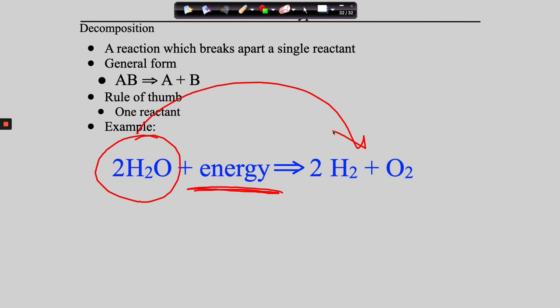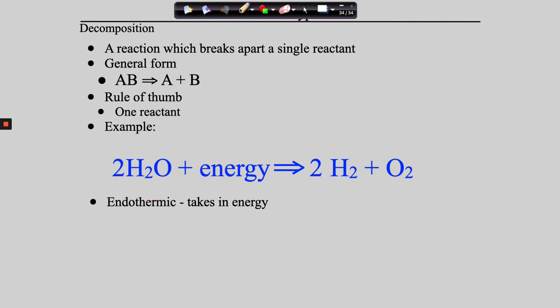But guys, there's a name for this. The name for this process is called endothermic. This is an endothermic process. That means that energy is going in. But here's the problem. In lab, where do we get energy from? What's our energy source? Bunsen burners.